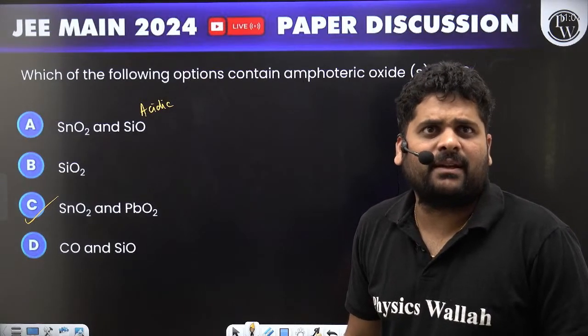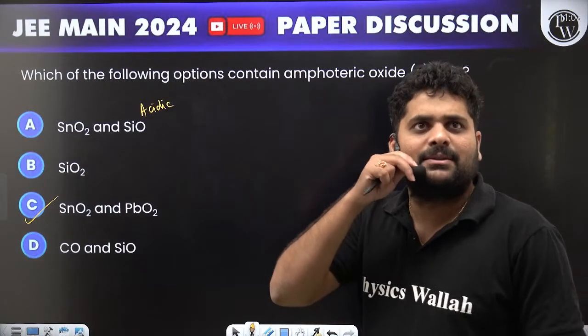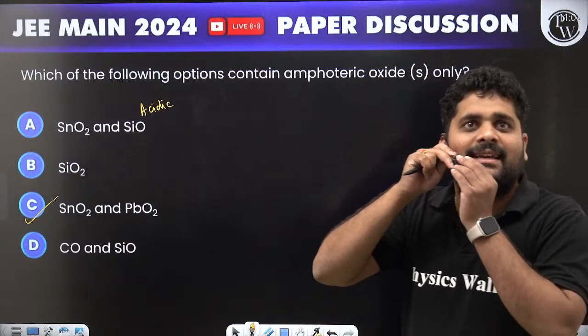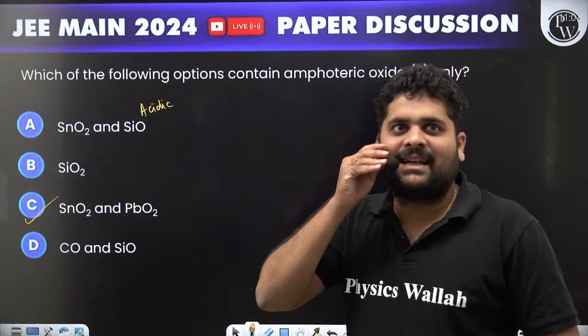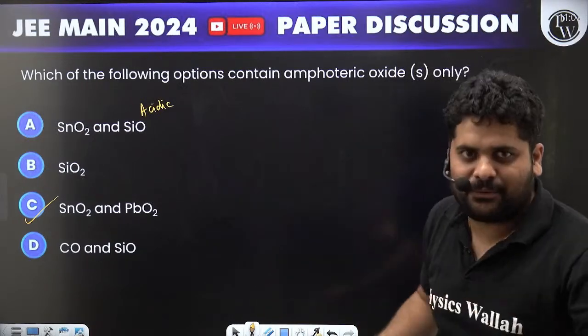If the wavelength of the first member of Lyman series is lambda, then the second Lyman is, okay, that we will do it.